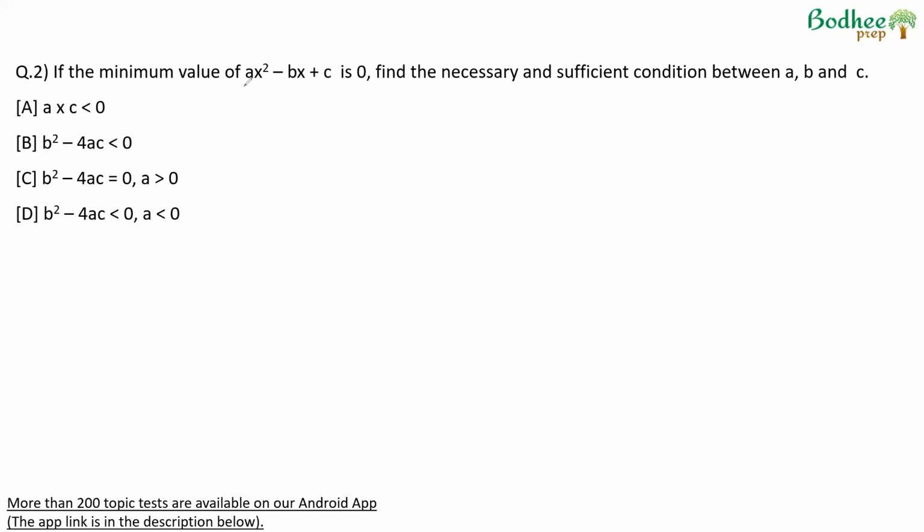The minimum value of ax square minus bx plus c is 0. Since it has a minimum value, we have to have a curve which is upward opening. There should be no maximum. A minimum will be there. Also, the minimum is 0. So if I look at the graph for this with respect to the x-axis, it will touch the x-axis and go back up. So the minimum value of this curve will be 0.